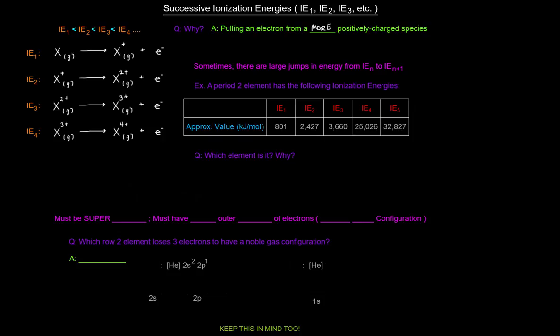A simple way to remember it, which is actually really, really useful if you want to know what the reaction looks like, is to just keep in mind that ionization energy number 1 will result in a +1 ion. Ionization energy number 2 will result in a +2 ion. Ionization energy 3 will result in a +3 ion, so on and so forth.